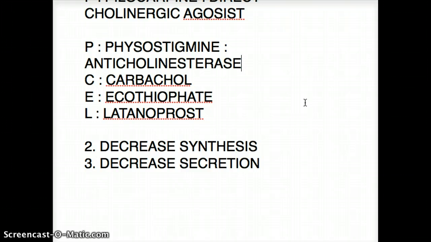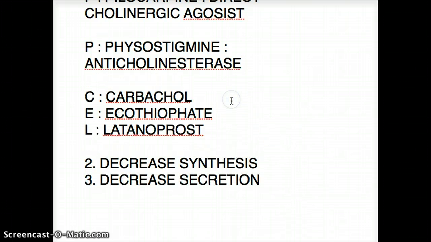Pilocarpine works as a direct cholinomimetic because it's pretending to be acetylcholine and sitting on that receptor directly, whereas physostigmine is an anticholinesterase. It's going to break down cholinesterase, and as a result, it's going to increase the level of acetylcholine at that receptor.